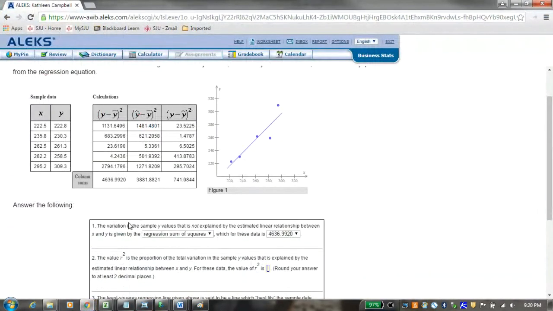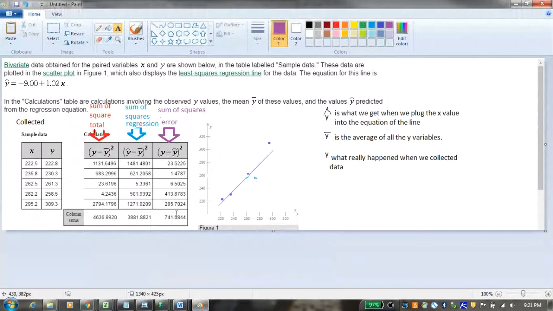Now let's take a look at the question. The question says, the variation of the sample y that is not explained by the estimation of the line. So what's not being explained? The error is not being explained. So the variability that's not being explained is the error, and the error is always going to be this y minus y hat column. So 741 would be our error.